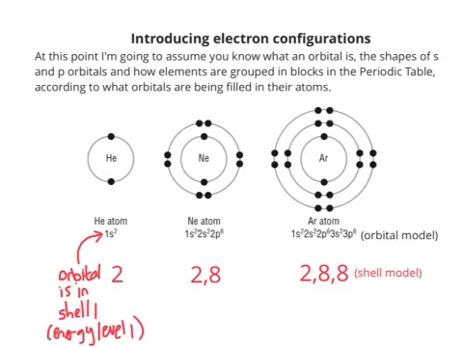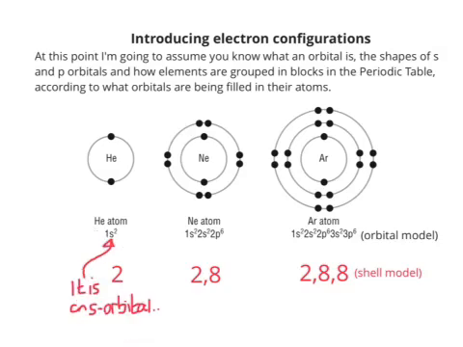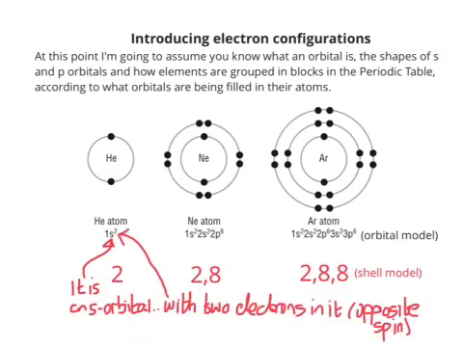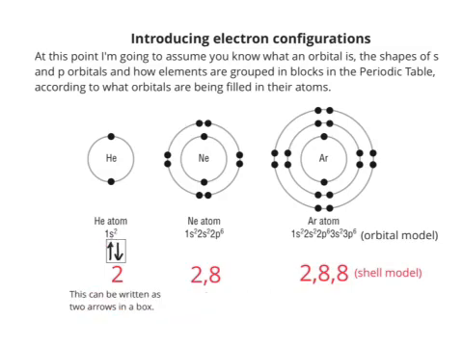So this orbital in the helium atom is in shell number 1, or what we could say energy level 1. And it's an s orbital with 2 electrons in it, each spinning in opposite directions. And this can be written as 2 arrows in a box. Notice the arrows pointing in opposite directions.